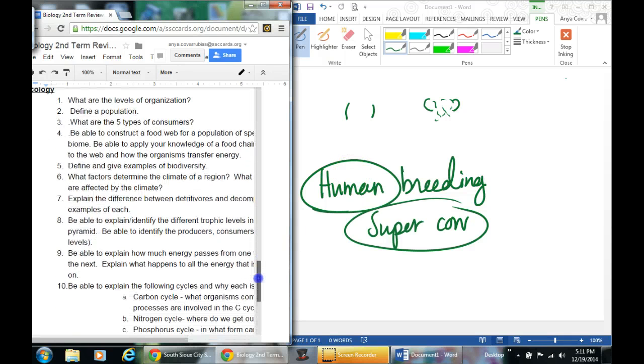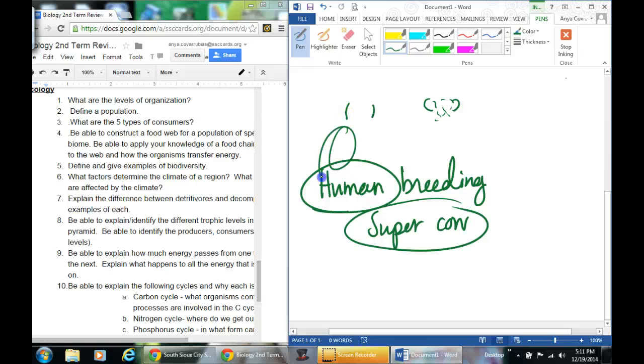Alright, this is just what we talked about this week, the levels of organization, population of a species. So population is going to be the same species that is in a population. It is what ecologists look for when we're looking for changes in environment.